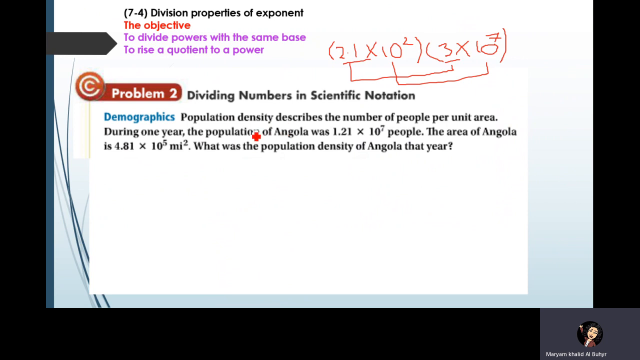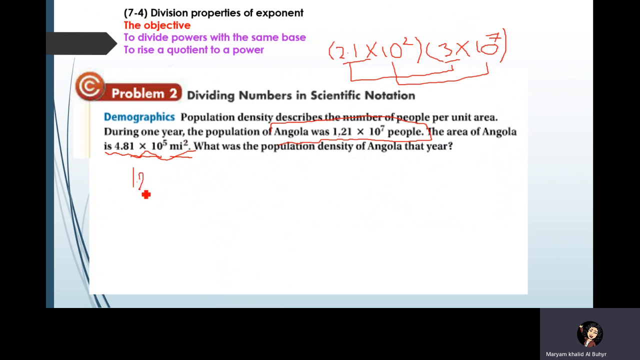If you are trying to find the density of population per mile, per 1 mile, what can you do if the population is 1.21 times 10 to the power 7 people, and the area is given by this one? How can you find the density in only 1 square mile? That's exactly the same unit rate that I gave you before. How can we do that? To find how many people in only 1 mile, all your job is just to divide this one by this one.